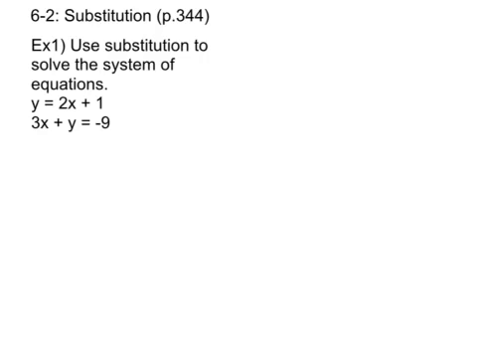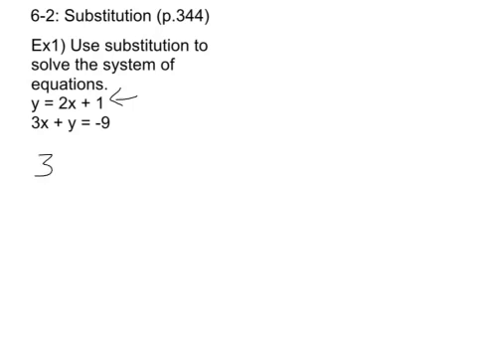So we arrive at our first example. Use substitution to solve the system of equations. We have y equals 2x plus 1 and 3x plus y equals negative 9. Well here, as I said in the previous one, if you have slope-intercept form, you already have the y solved for. So we are going to use substitution to rewrite the second equation.